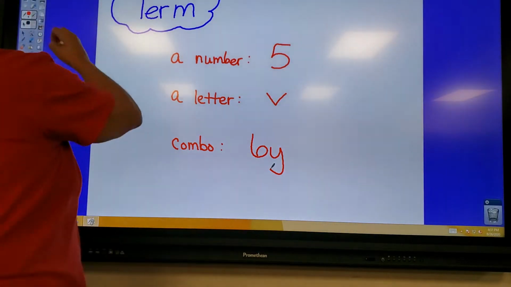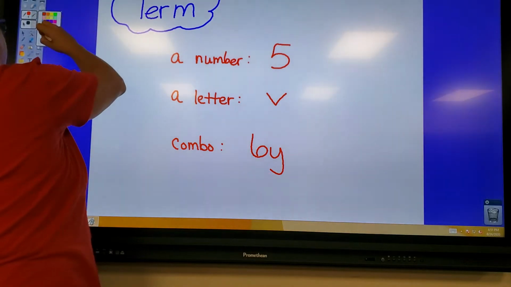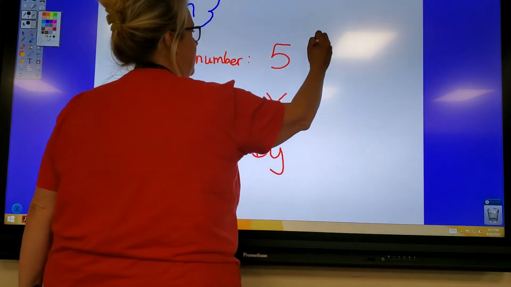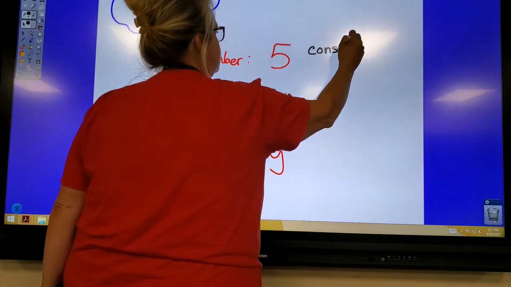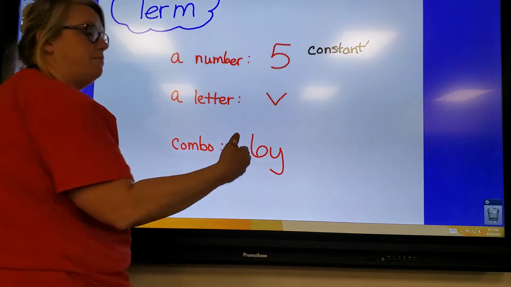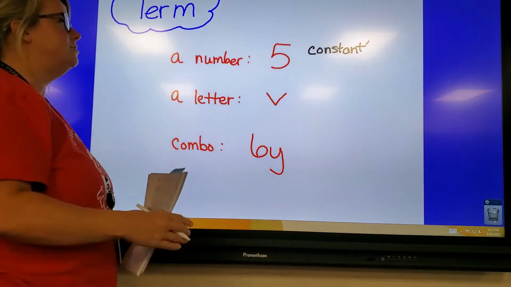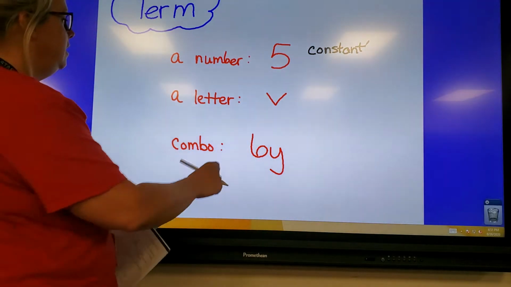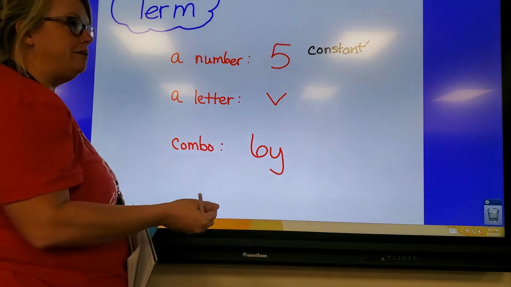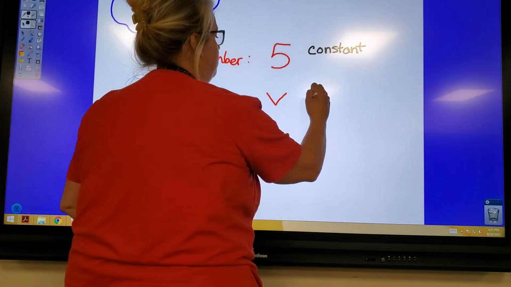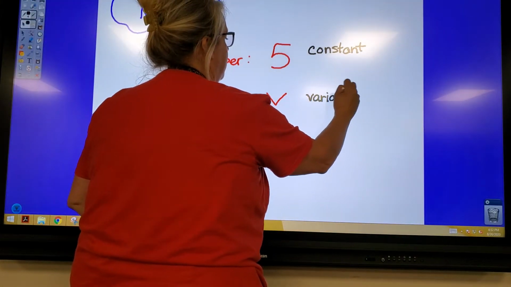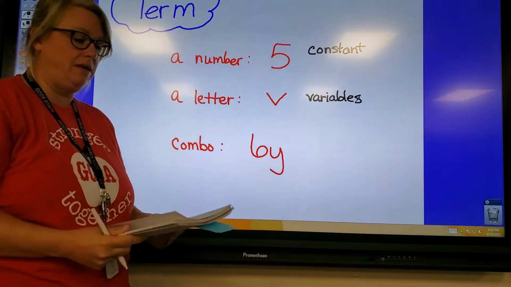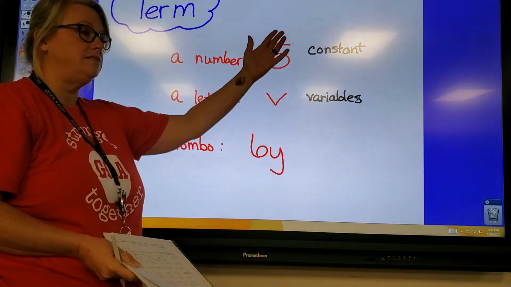Now, if you have a number only, like this 5, a better name for this, instead of just calling it a number, is calling it a constant. Just like in science class, if you're doing an experiment, something that doesn't change is a constant. So this 5 is never going to change no matter what we do with the rest of the equation. Then if you only have a letter, we don't call them letters in math, we call them variables. And again, just like in science class, when you do an experiment, you have variables. So you have constants and variables.